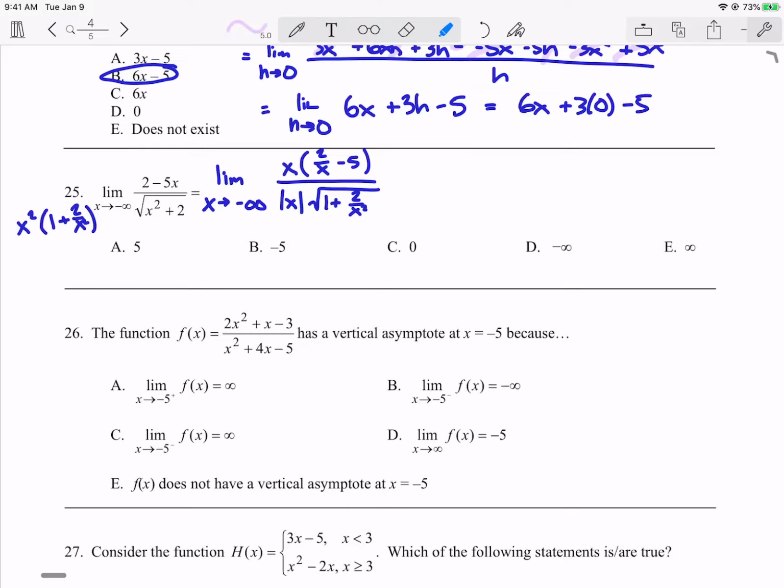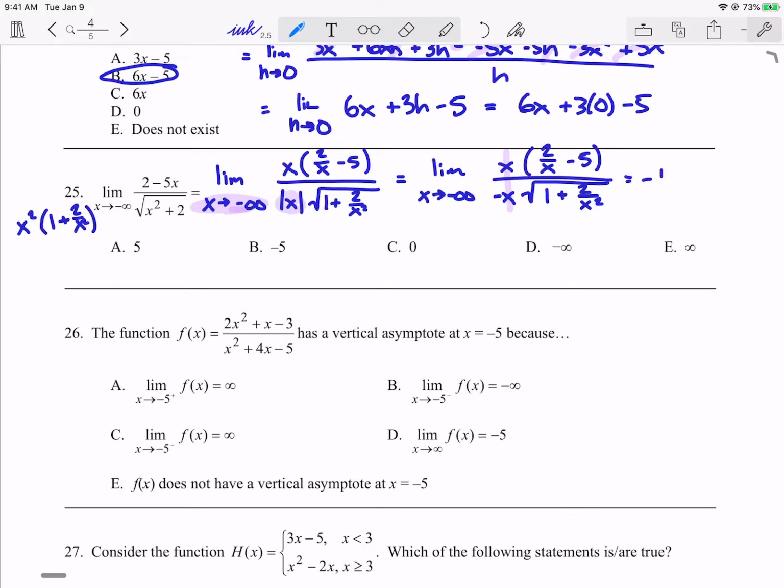Now, because this is the limit as x goes to negative infinity, and because the absolute value of x is negative x when x is less than 0, I can rewrite this as x times the same stuff on top in the numerator, but the absolute value of x becomes negative x, because the absolute value of x is really a piecewise function, and it's negative x whenever x values are negative. So ultimately I'm left with a negative 1 out front. That cancels into just a negative 1.